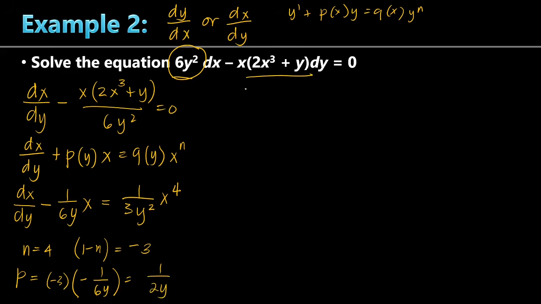Okay, now how about my new q? My new q will be negative 3, that's 1 minus n times the original q of y. The original q of y that we have here is 1 over 3y squared. Therefore, capital letter Q, which we will use to solve for the linear equation, is negative 1 over y squared. O, diba?